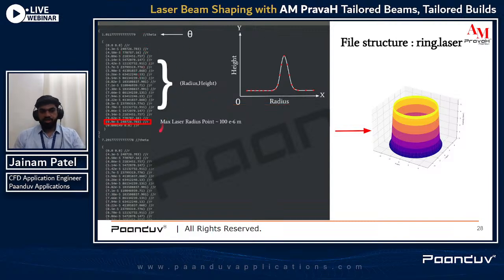Now, similarly, we have to create it for the different theta. The user can take n number of thetas to create complex or irregular shapes. And by providing these points, you have to load the profile in the Aimdraw. So we can create the different shapes in the Aimdraw. These are the specialty.